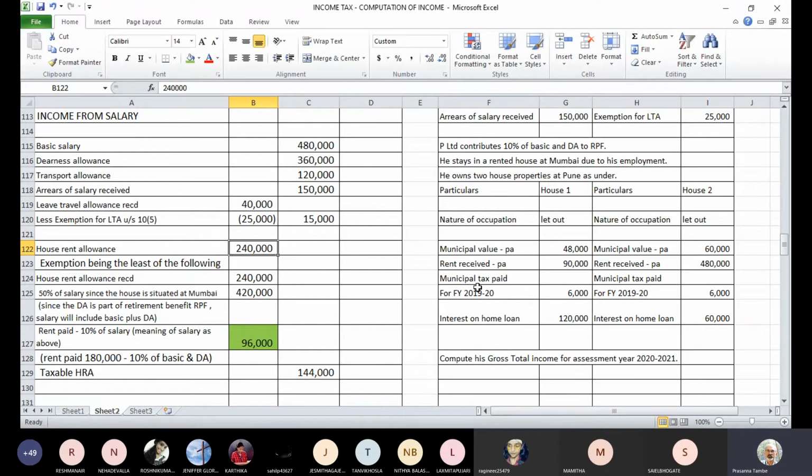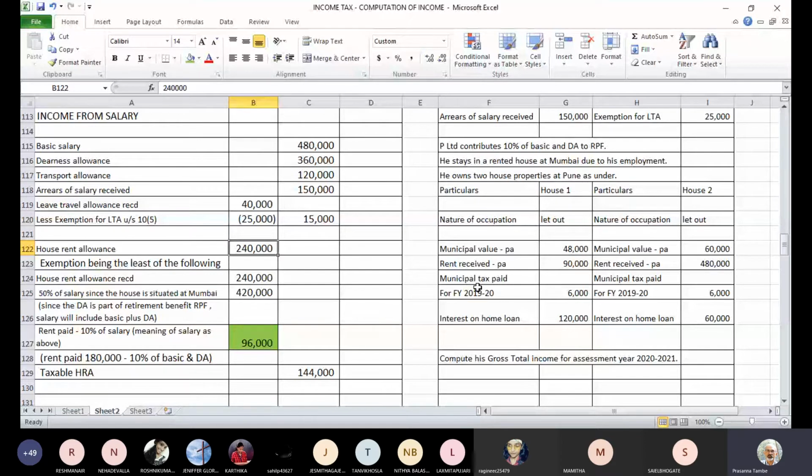The exemption is available provided that the employee is staying in a house which is not owned by him and he is actually making the payment of rent towards such house. In this case, the condition is satisfied because it's very clear that he stays in a house situated at Mumbai, which is not owned by him, and he is paying rent of 15,000 per month for such house. So he satisfies the condition. The next step will be to compute the amount of exemption.